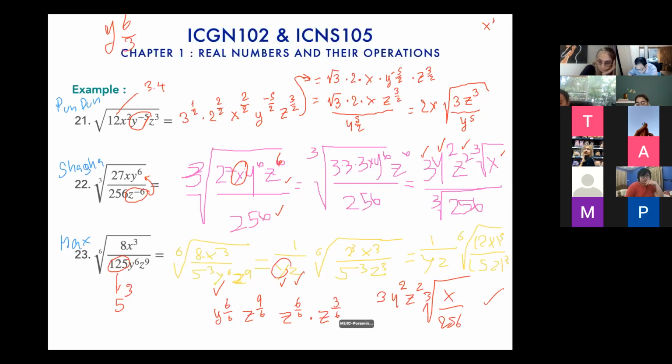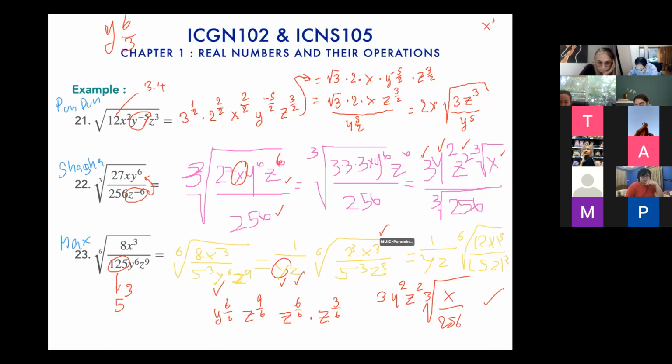Then for the exponent like this, we have 6 times 3 over 6 altogether, and the rest of them inside the root, we have 8 to the power of 3 times x cube over 5 to the power of 3 times z to the power of 3. Yes, that's correct.